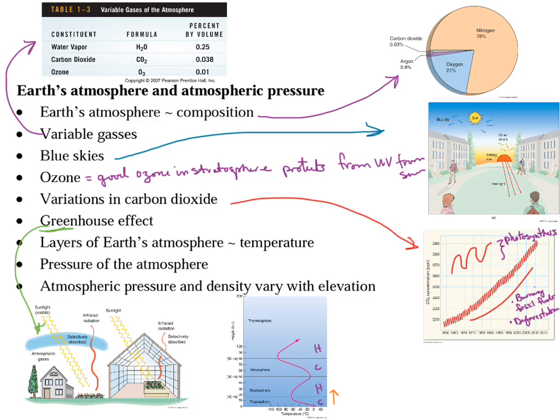It gets colder as you go up in the mesosphere, and it gets hotter as you go up in the thermosphere. So it kind of alternates like that.